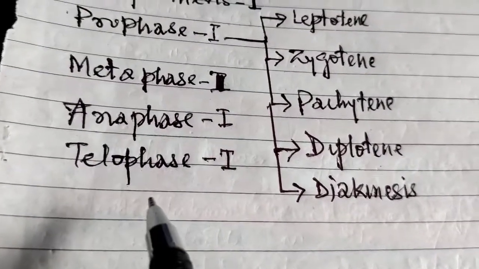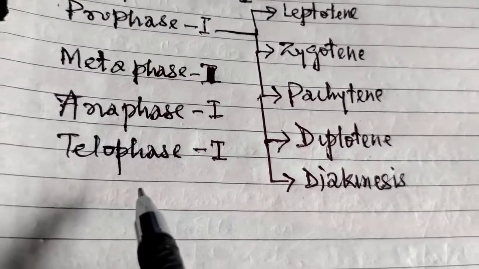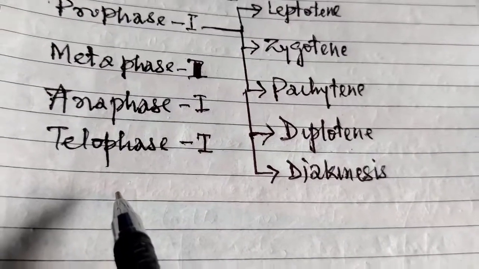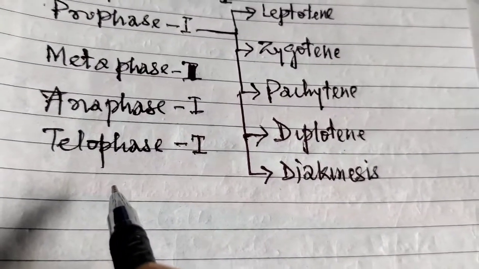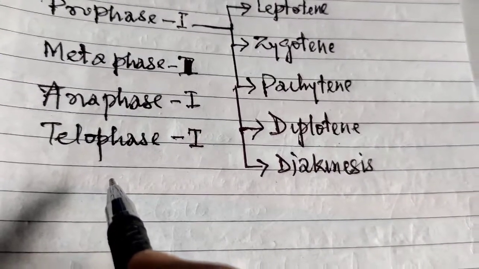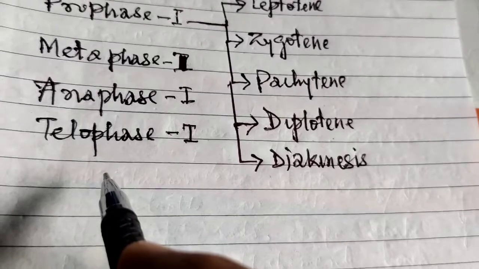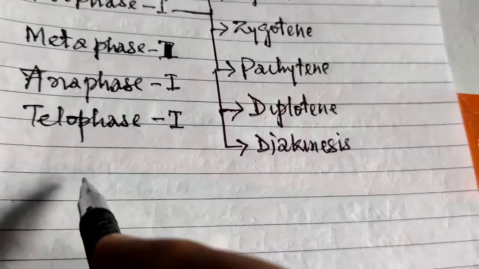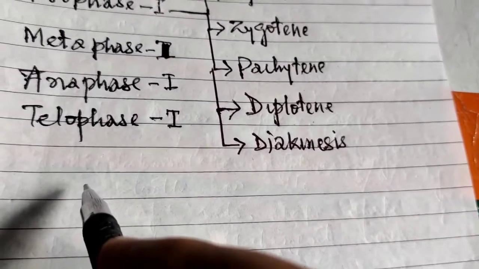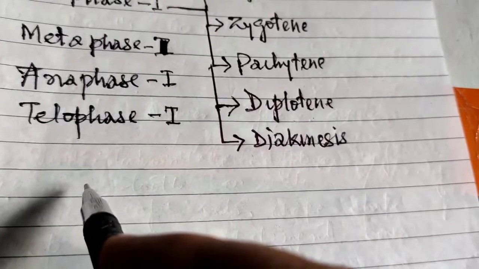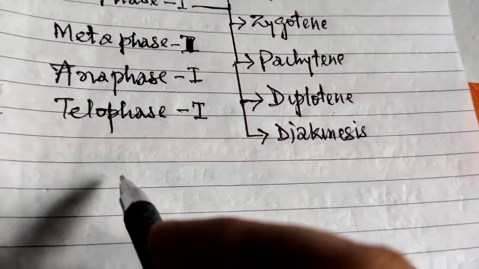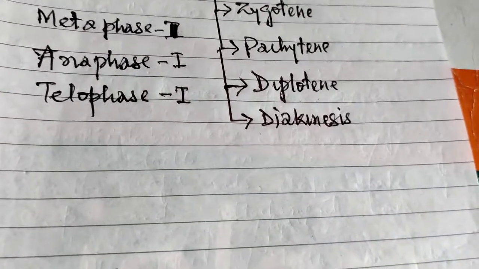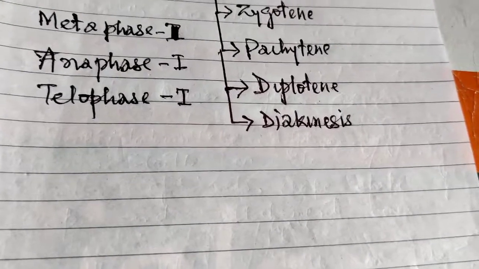Here the chromosome number in these daughter cells gets halved. That is, whatever the number in the parent cell, the daughter cells have half the number of chromosomes as compared to that, right? That is, a 2n cell gives rise to 2 daughter cells which are n, having n number of chromosomes. That is, a diploid cell gets divided into 2 cells which are haploid, having half the number of chromosomes compared to the parent cell, right?